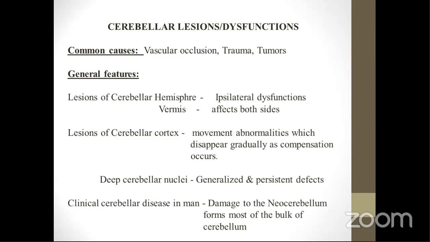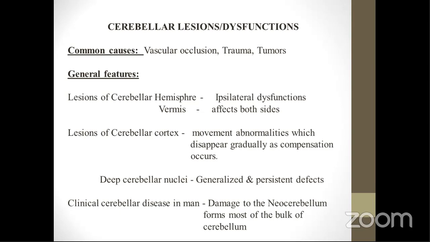Coming to the cerebellar lesions. What are these cerebellar lesions? The common causes are vascular occlusion, trauma, and tumors. And what are the general features? If the cerebellar hemisphere is affected, if there is a lesion, then there will be ipsilateral dysfunction. And if it is a vermis lesion, then it affects both the sides. That you have to remember.